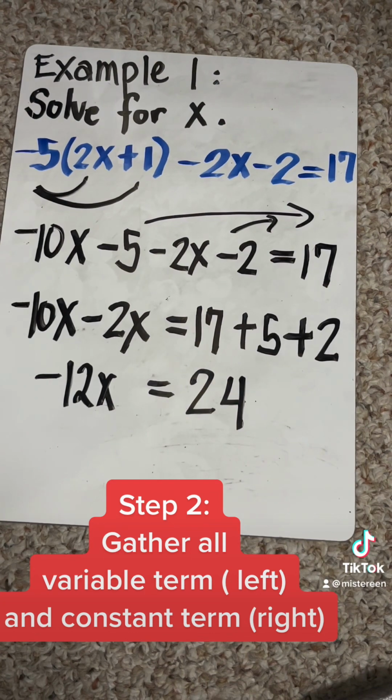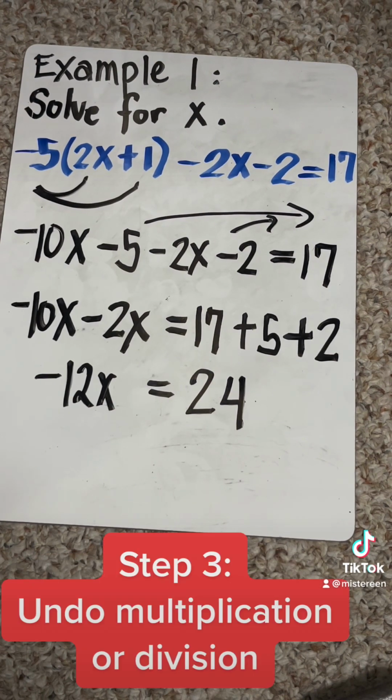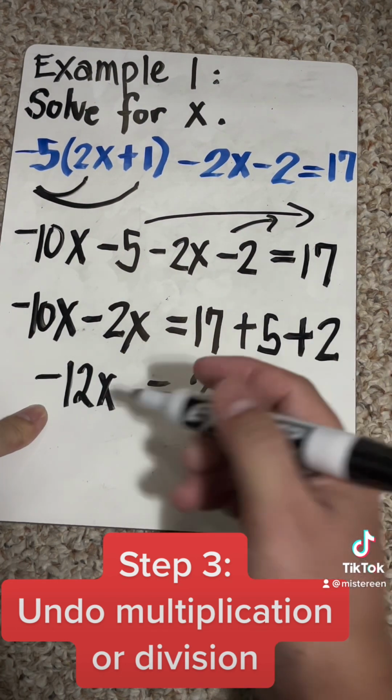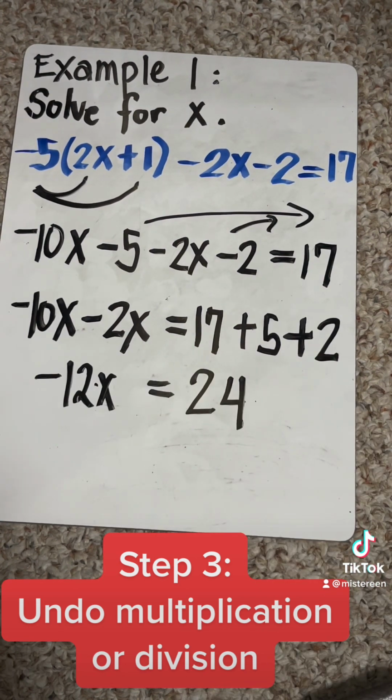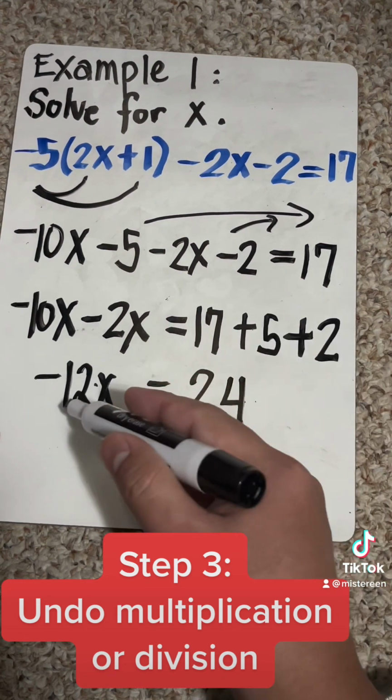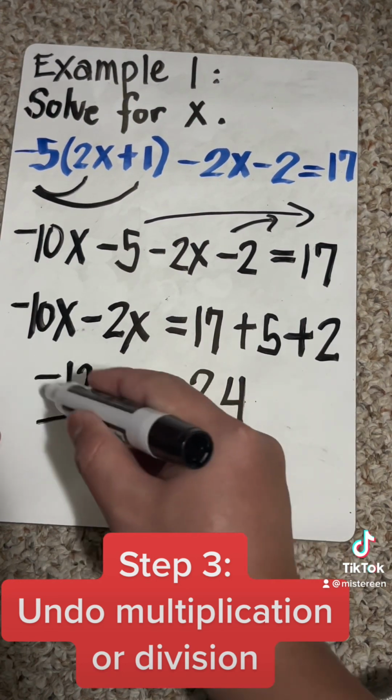Now let's proceed to step number 3. Step number 3 is we focus on the left side. We undo the multiplication or division. You see here, -12 is being multiplied to x. So we do the reverse of multiplication. The reverse of multiplication is division. So we just divide by the same number.